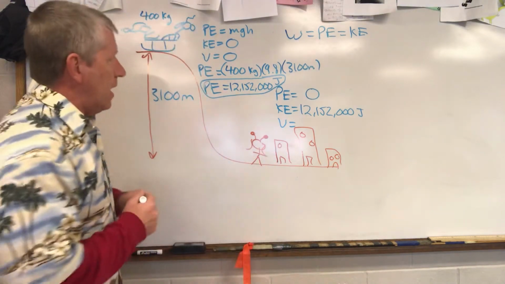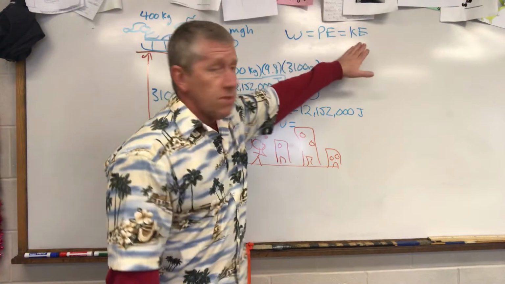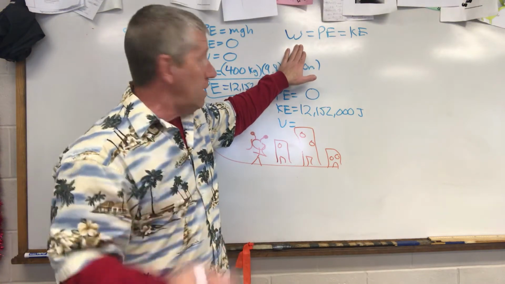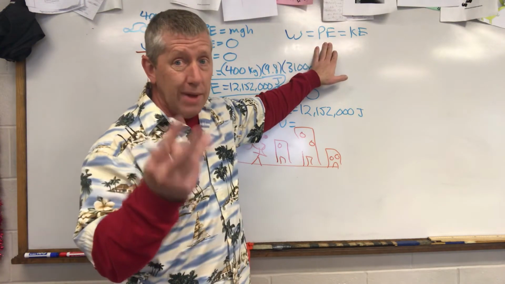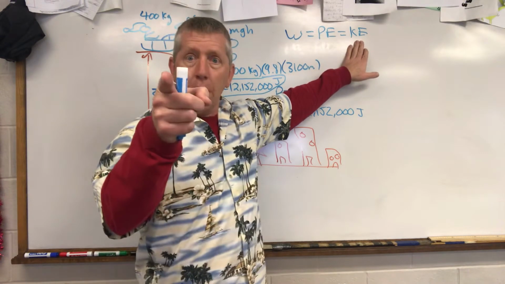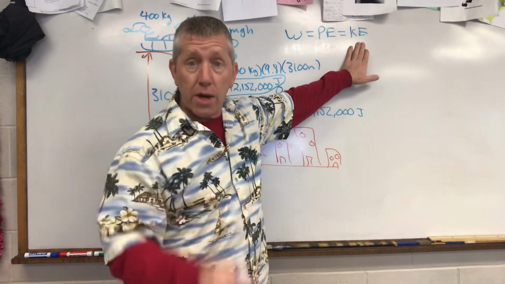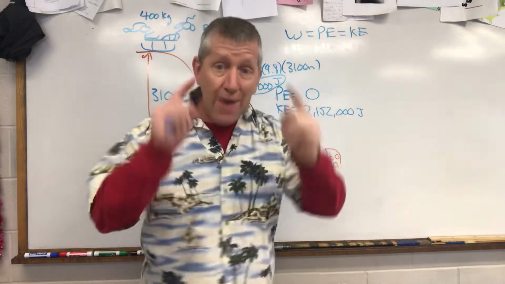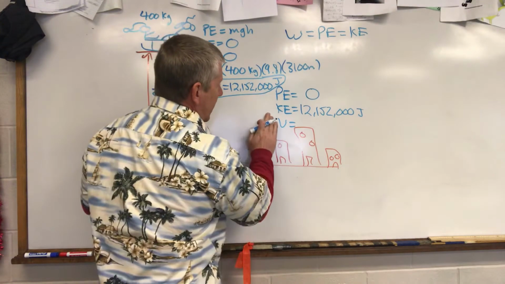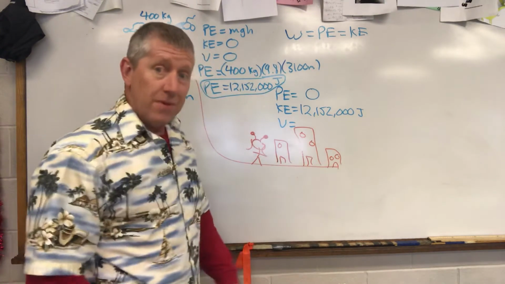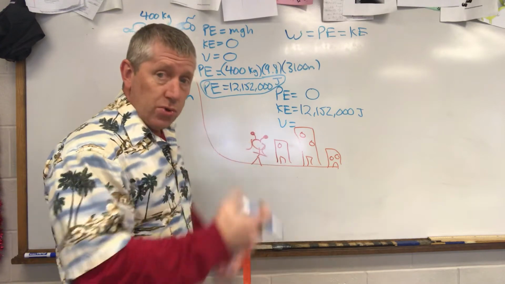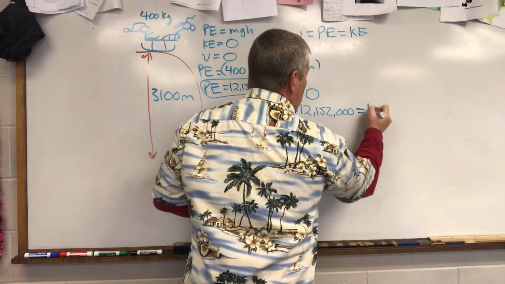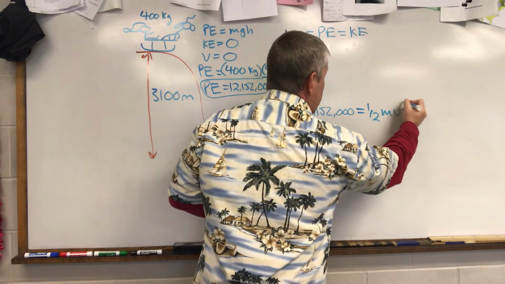All right, well, how would I do that? Well, the only equation out of these that has velocity in it, not W, you're F times d. Not PE, you're mgh. Nope. KE, 1/2 mv squared. This has velocity in it. So I'm going to use the kinetic energy to solve for velocity. In fact, we just said that our kinetic energy is now 12,152,000. Let's set that equal to 1/2 mv squared, because KE equals 1/2 mv squared.